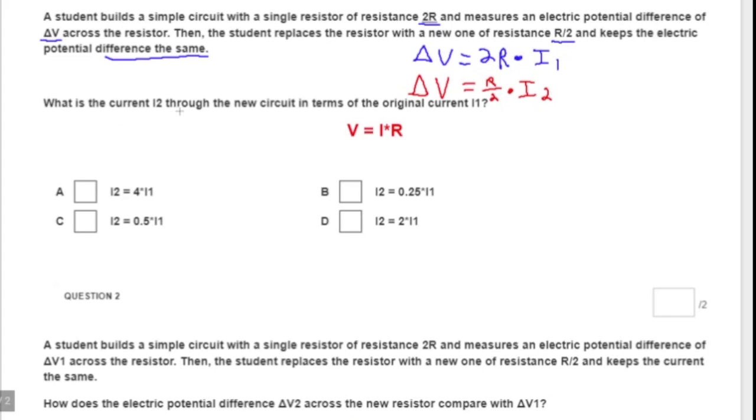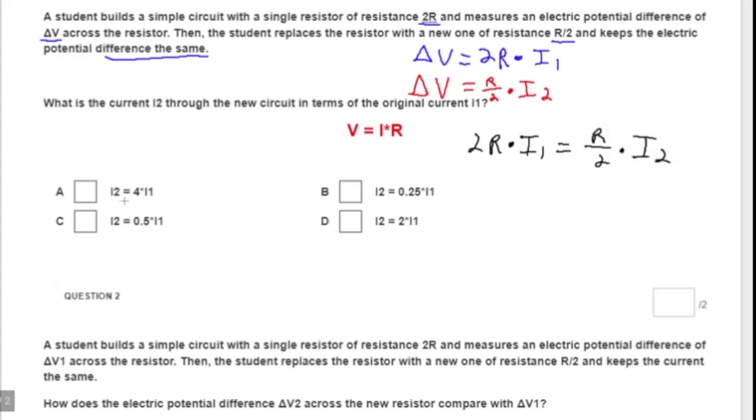It's asking us to figure out how these two currents compare to each other. So in order to do that, we need to find out a way to combine these two equations. We're going to go ahead and use substitution. We know that the potential difference, delta V, is the same in both of these cases. So we can just set these two equations equal to each other. 2R times I1 is equal to R over 2 times I2.